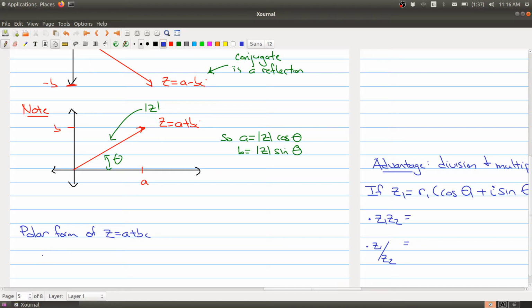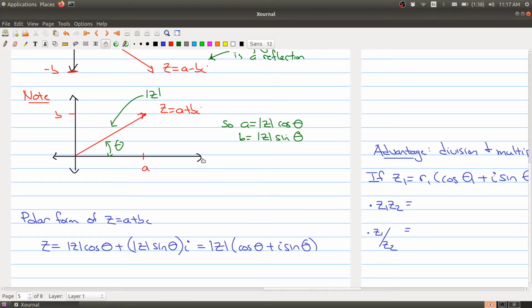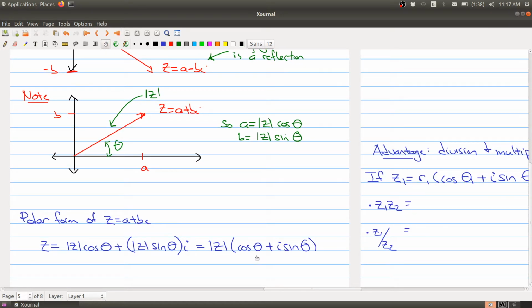And the polar form is usually written as the length of Z times cos theta plus the length of Z times sine theta times our imaginary number I. Sometimes this is just written in the following form: the length of Z times cos theta plus I times sine theta. Depending upon your book, there's a lot of information here, but really you only need the theta.